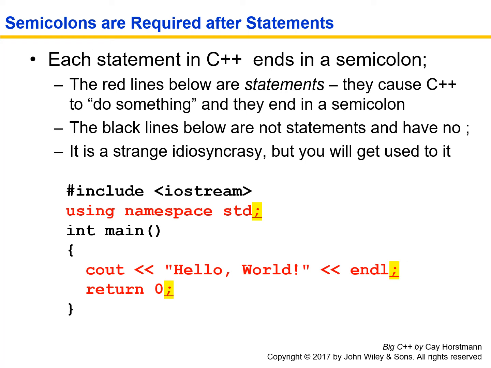The black lines below, the pound include and the int main, are more defining. They're code that defines something rather than doing something. And so they're not statements, and they do not end in a semicolon. It's a little bit strange to figure out which things need a semicolon and which things don't, but you will get used to it as you go through it.